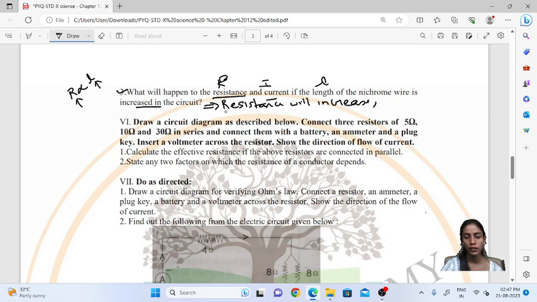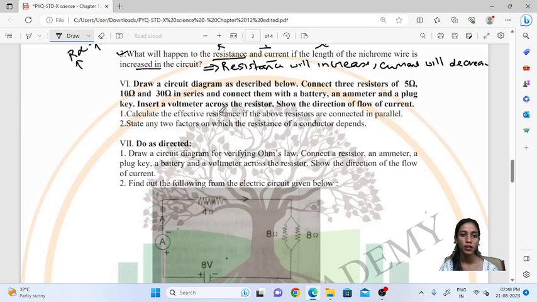Now what will happen to the current? The current will decrease. So you have to first say, as resistance is directly proportional to the length of the conductor, if the length is increasing, the resistance will increase, and as resistance is increasing, the current will decrease. Now again the same thing. Draw a circuit diagram. Connect the resistors 5 ohms, 10 ohms and 30 ohms in series. Connect them with a battery, ammeter, plug key, insert a voltmeter, show the flow of the current. Calculate the effective resistance when connected in parallel.